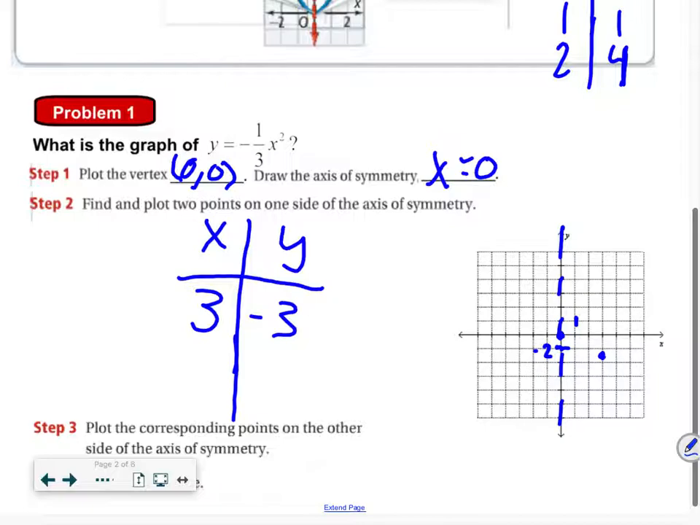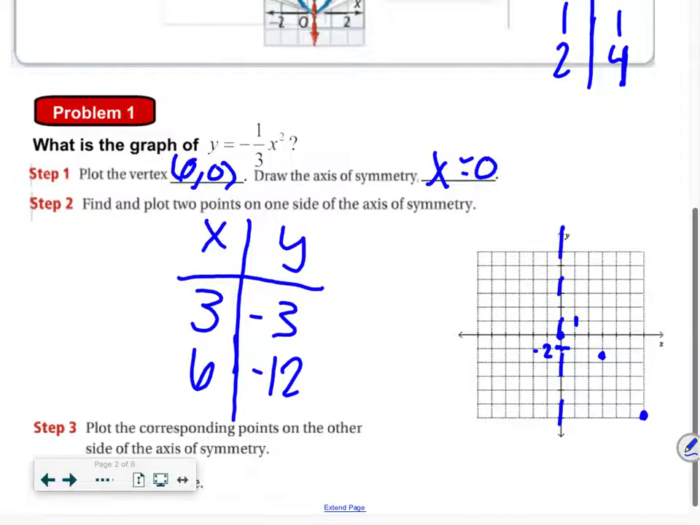Why did you only go down 1 instead of 3? Because I went by 2s. Oh, you went by 2s. Right. Okay, next nice number that I'm going to plug in: 6. 6 squared is 36, times negative 1/3 is negative 12, which is the very last one. That's why I went by 2s.